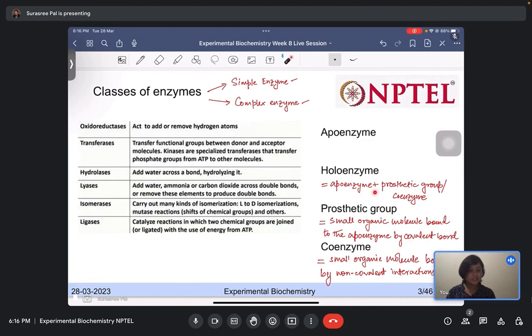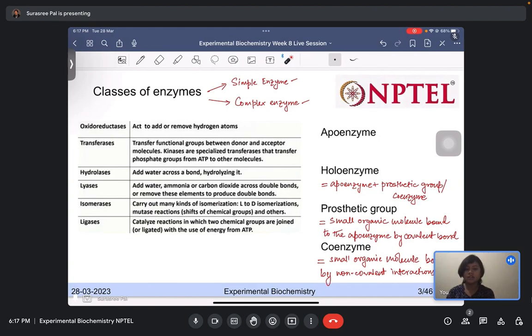A prosthetic group is nothing but a small organic molecule which is bound to the apoenzyme by covalent bond. That is a prosthetic group. And what is a coenzyme? The coenzyme is when a small organic molecule is bound by non-covalent interactions. So a prosthetic group is a molecule which is bound by covalent interaction, and a coenzyme is a molecule which is bound by non-covalent interactions to the enzyme. Now these terms you must remember while we are discussing enzymes.